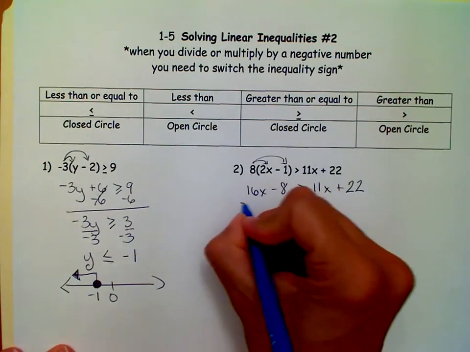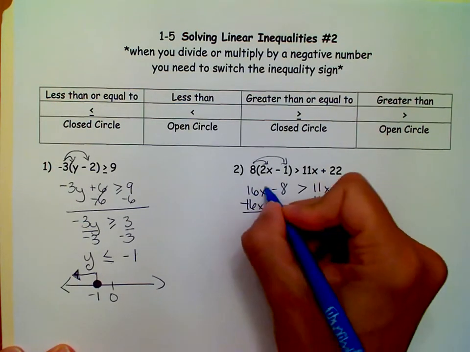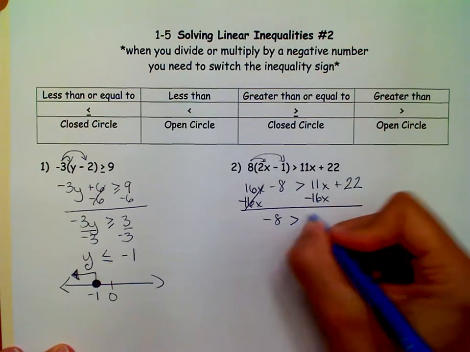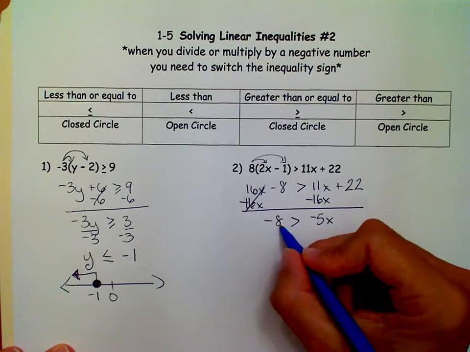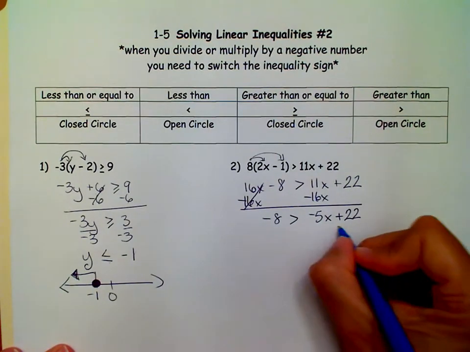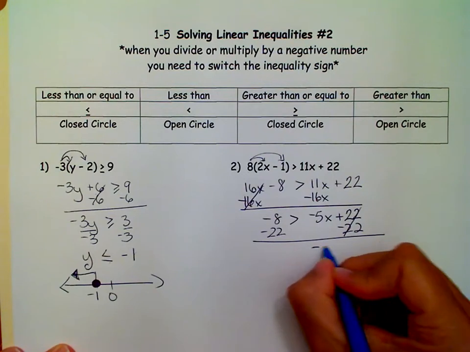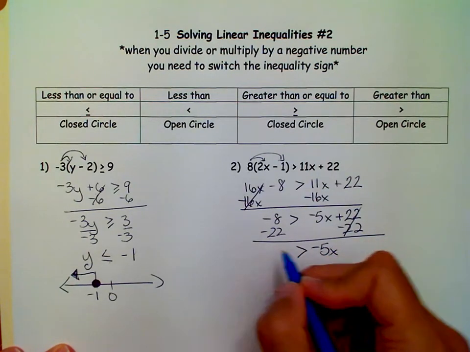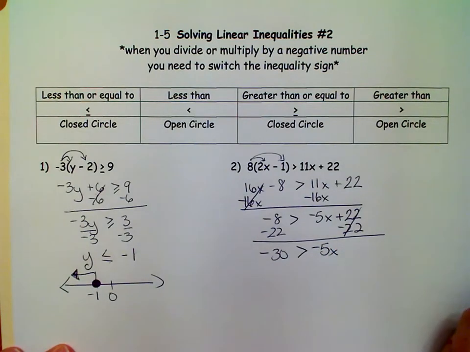So I'm going to move the 16x over. Cancels out on that side. I get -x is greater than -5x. I hope I said -8. I might have said something else. And then I'm going to move the numbers over. So I'm going to say -22 from both sides. Cancels out there. So I have a -5x on this side, and a -8 minus 22 is -30.